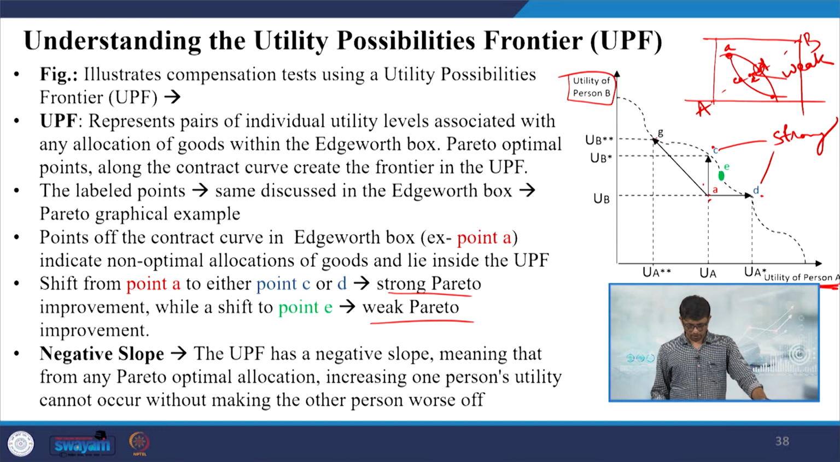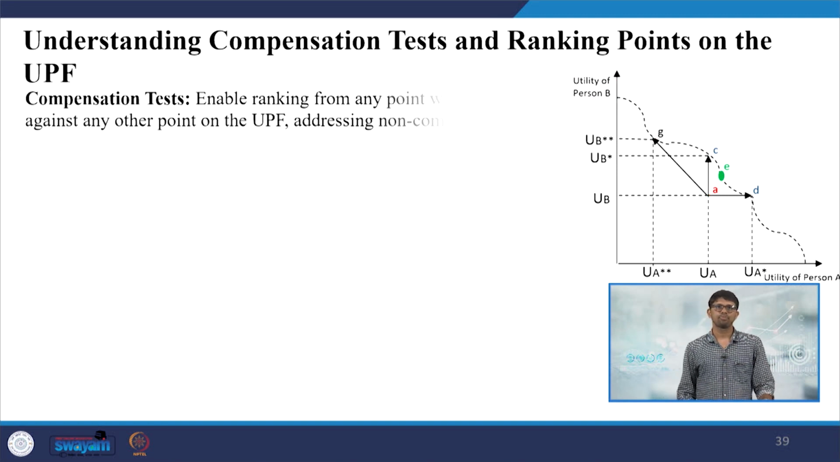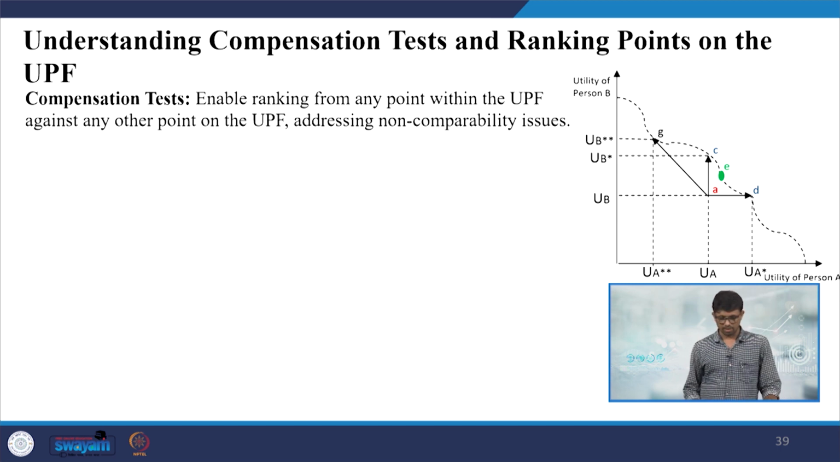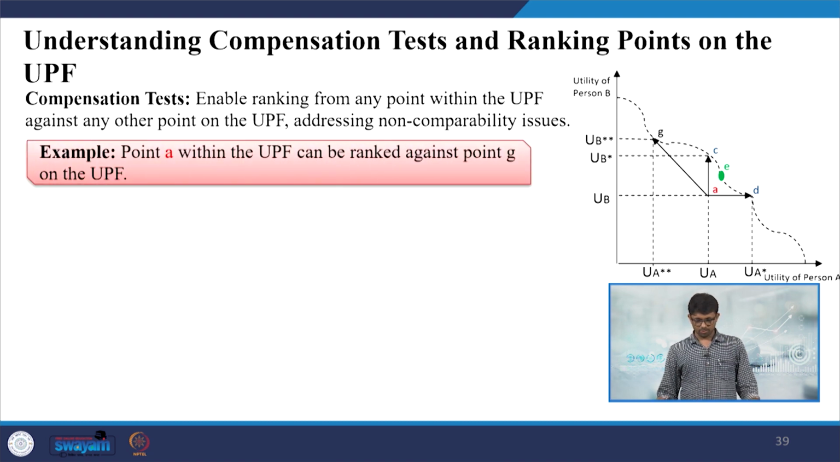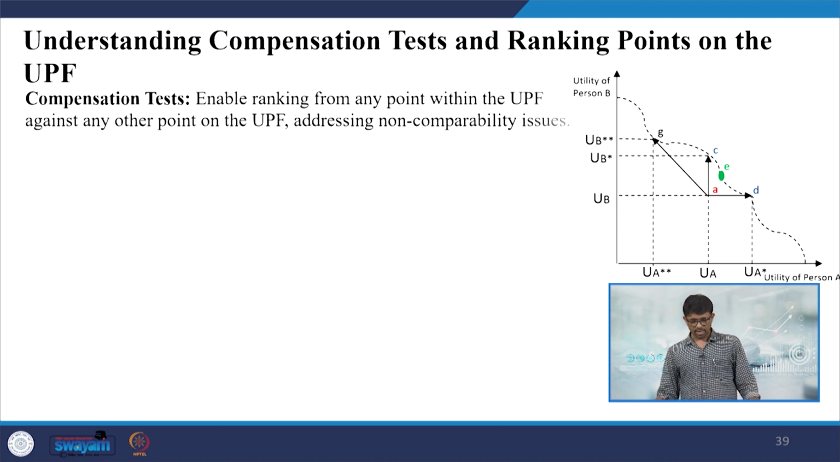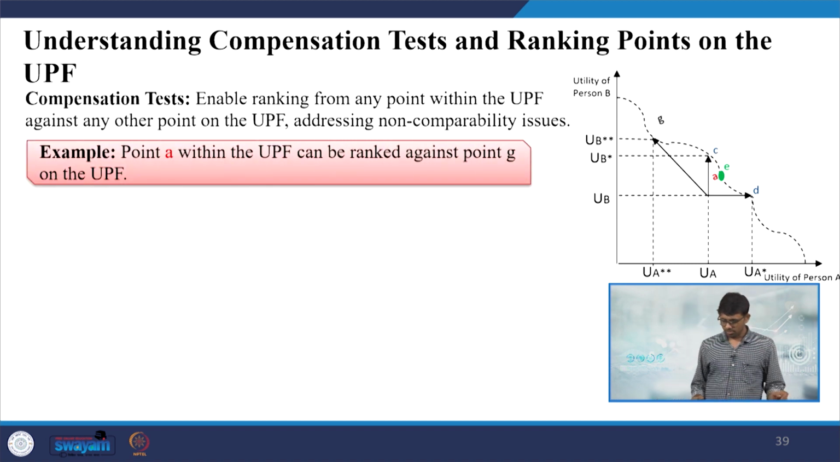UPF has a negative slope, meaning that from any Pareto optimal allocation increasing one person's utility cannot occur without making the other one worse off. The compensation test enables ranking from any point within the UPF against any other point on the UPF, addressing non-comparability issues, especially from point, if you mark it very carefully, here we say A and G, point A within the UPF can be ranked against point G on the UPF.